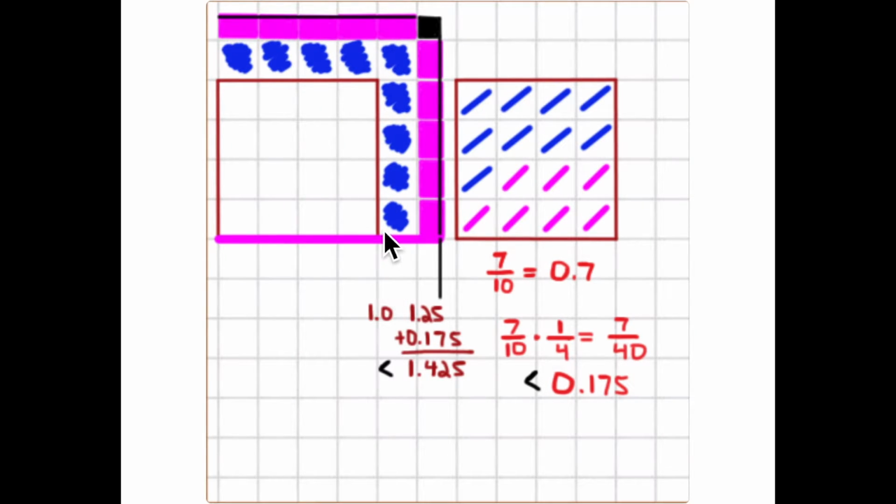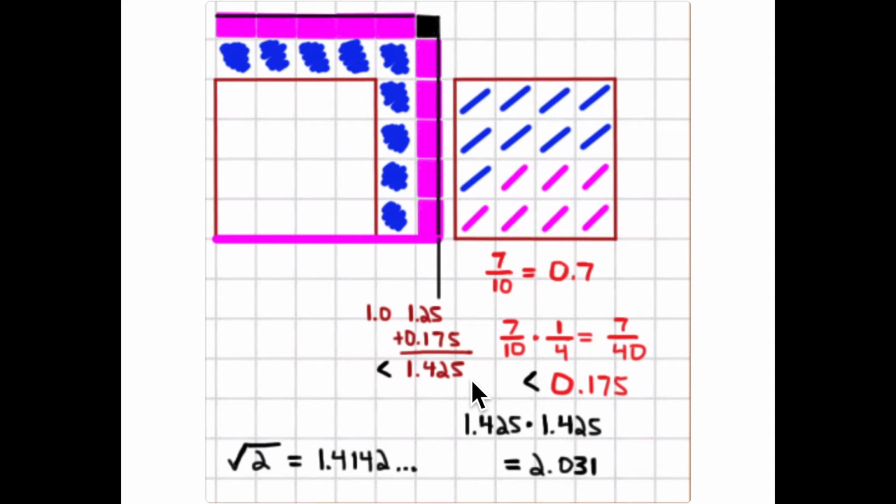So this is 1 unit. This is 1 and 25/100ths unit. And this is the 0.175 out to this pink line right here. But the square root of 2, or the length along this square that has an area of 2 square units, is going to be a little bit less than 1.425.